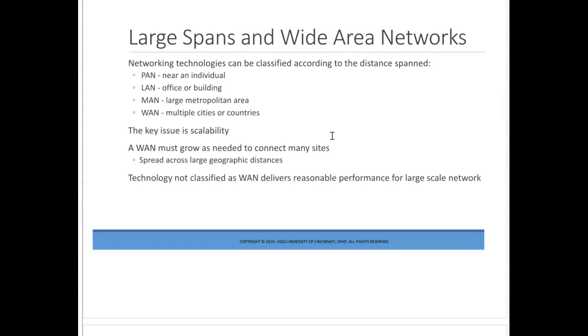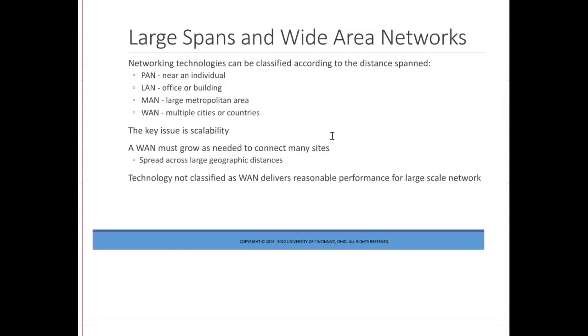A WAN must be able to grow as needed to connect many sites and spread across large geographic distances. A technology is not classified as a WAN unless it can deliver reasonable performance for a large-scale network. So a WAN does not merely connect many computers at many sites. It must provide sufficient capacity to permit all computers to communicate. Thus, a satellite bridge that connects a pair of PCs and printers is merely an extended LAN.